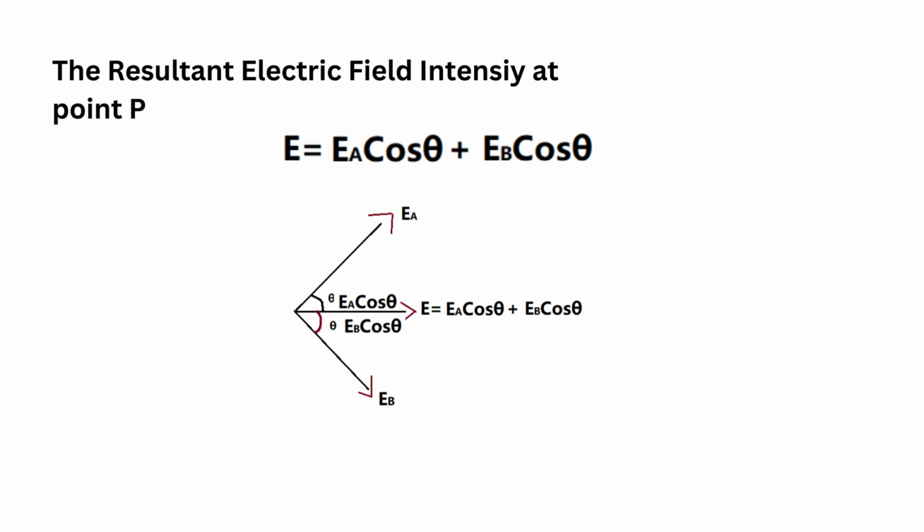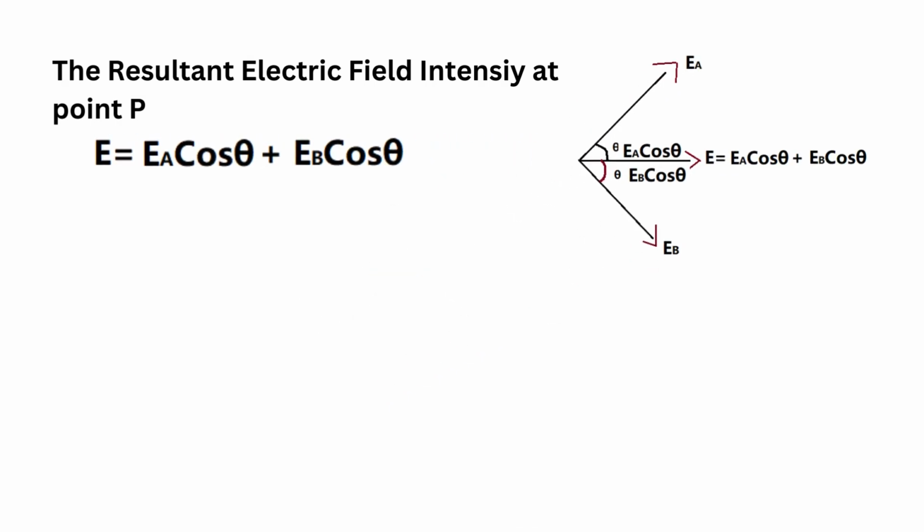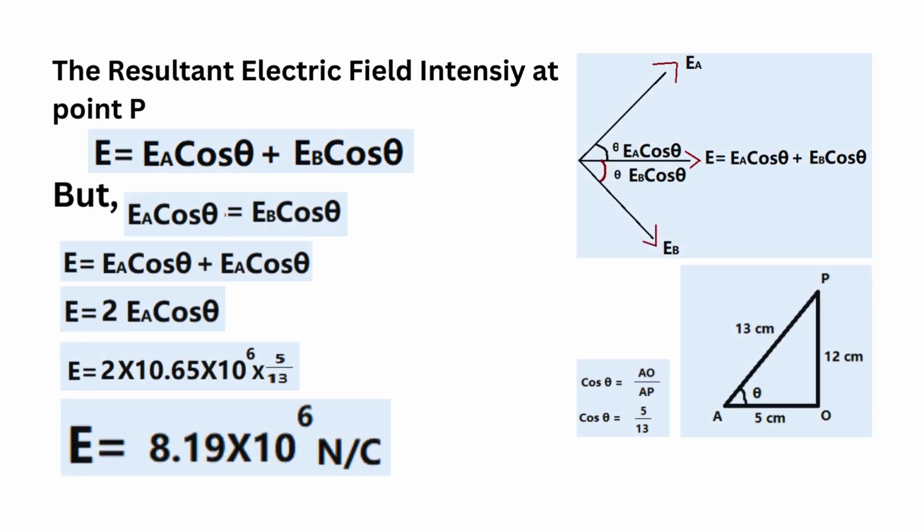The electric field intensity is a vector quantity. Hence, we know that there will be a resultant electric field between EA vector and EB vector. Hence, from figure, we can say that the resultant of EA vector and EB vector is equal to the sum of EA cos theta and EB cos theta. By doing calculation, we can find the resultant electric field intensity, which is 8.19 into 10 raised to 6 Newton per Coulomb.